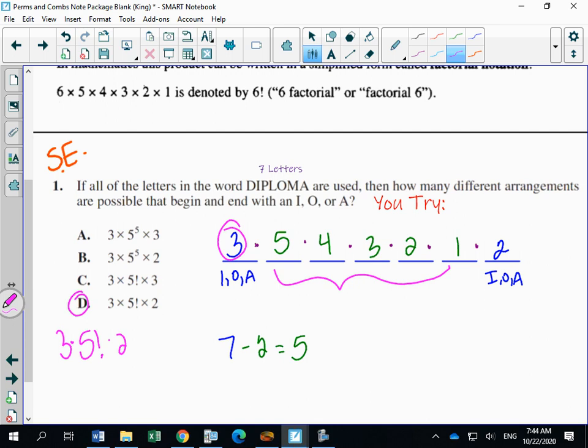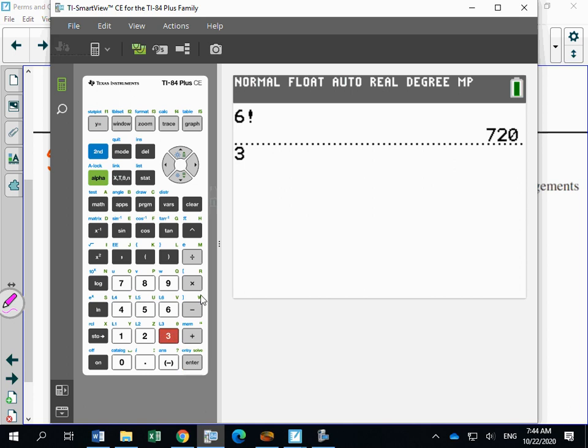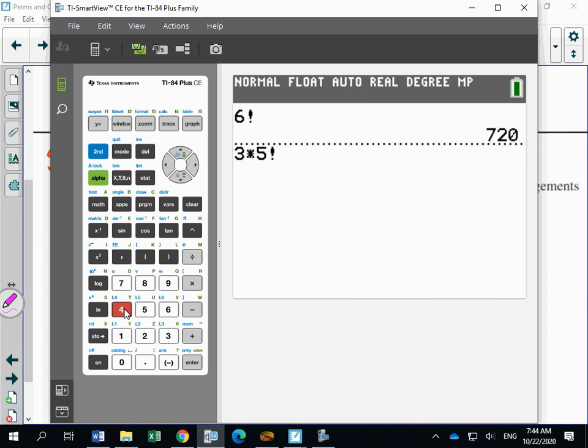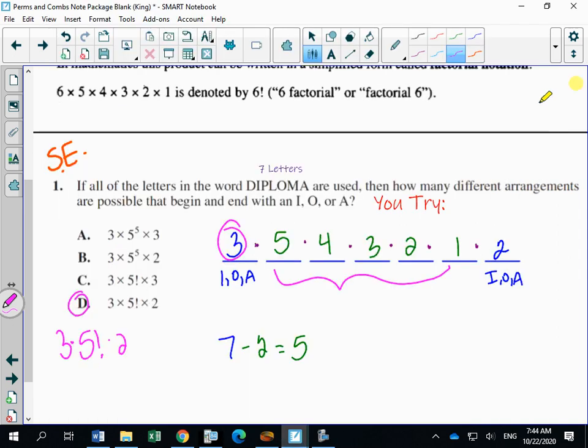If you punch that into your calculator, let's see what we would get as that answer. So 3 times 5, math button, 5 factorial, times 2 gives us 720 choices for this option.